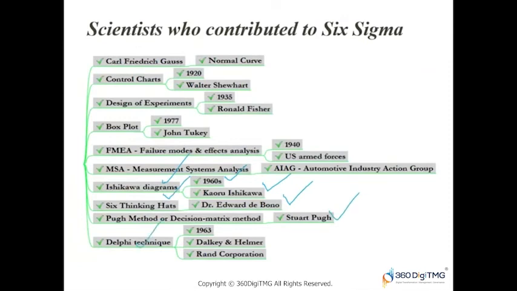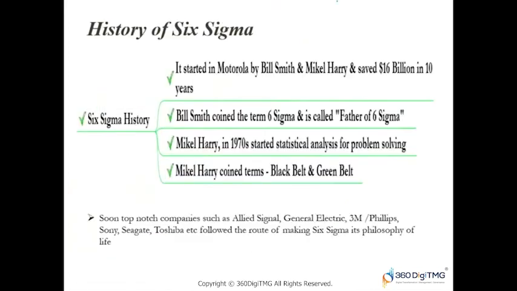And then we have the Delphi technique, which is an output of two gentlemen from Rand Corporation in the year 1960. So these are a few scientists who have contributed to a few of the tools and techniques which have ultimately found their roots in Six Sigma now.